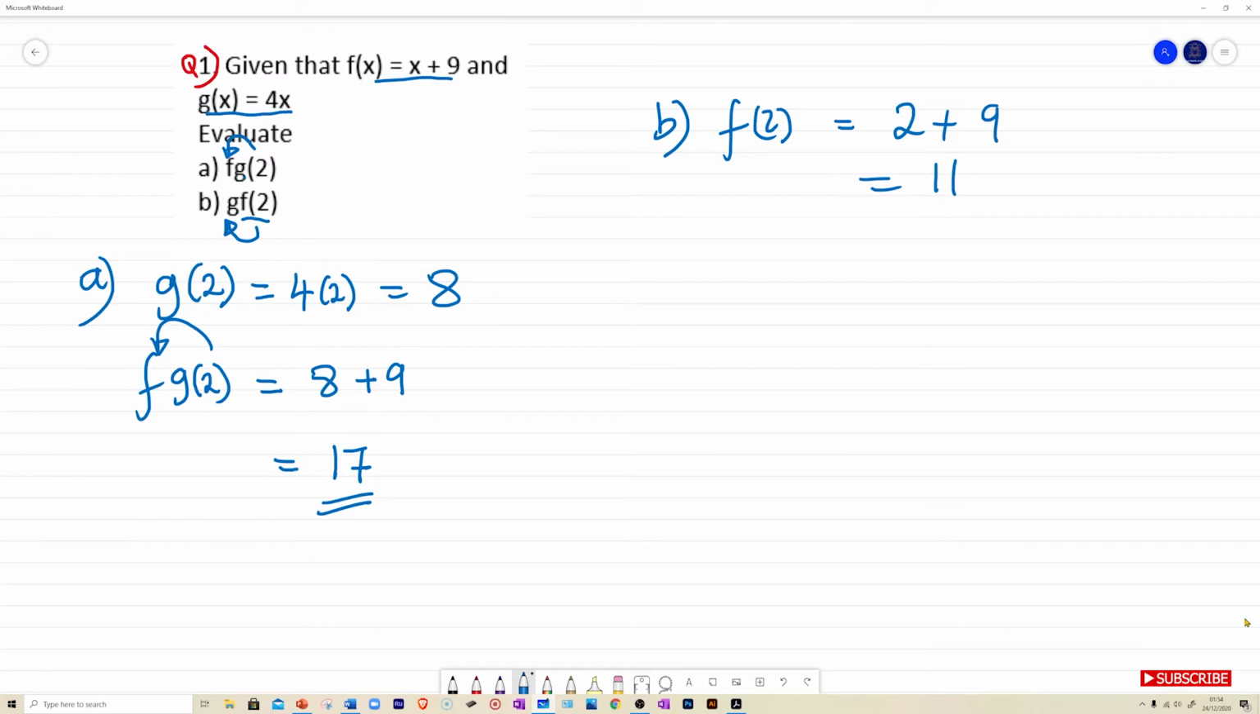Now I've got f of 2. I need to use this as my input and put that into g. So gf of 2 is going to be equal to, my outcome for f of 2 is 11. I'm going to put that into this function, so that's going to be 4 times 11, which is going to be equal to 44. And this is your final answer.